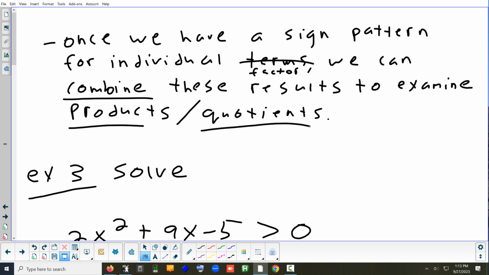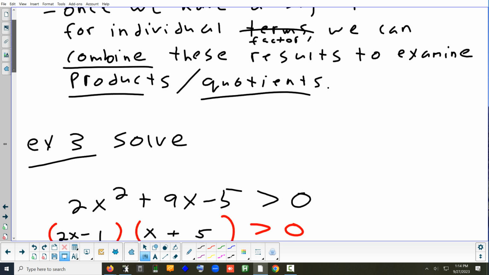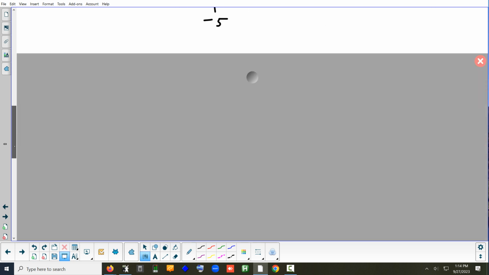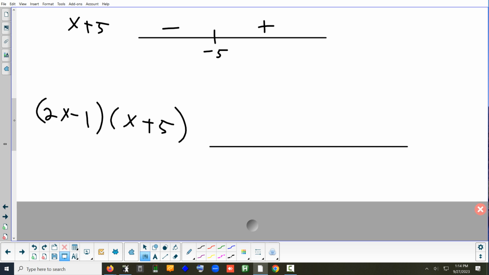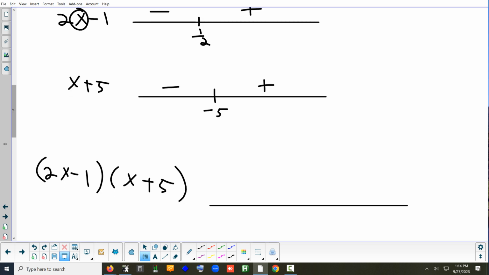Okay, so let's combine them together and see what we get. To do that, you're going to put one number line now, with two marks on it. One mark for -5, one mark for +1/2. And we're going to figure out what's going on in each of these three sections. So the first one we're going to look at is the section that's -5 and under. Okay, below -5.